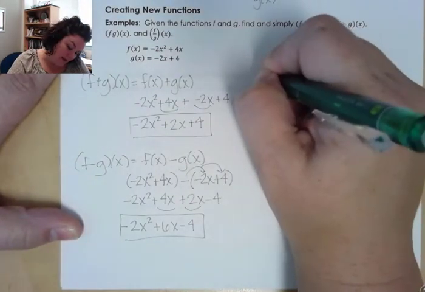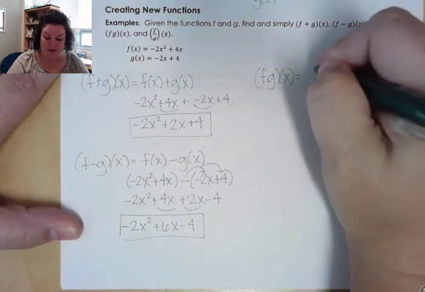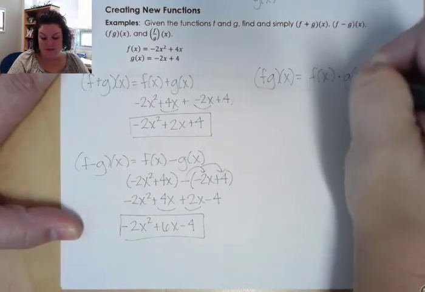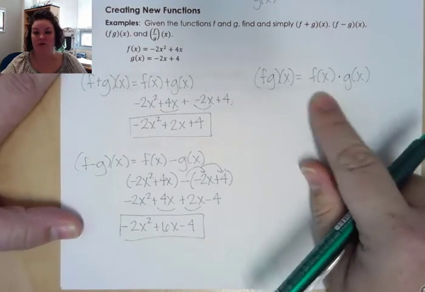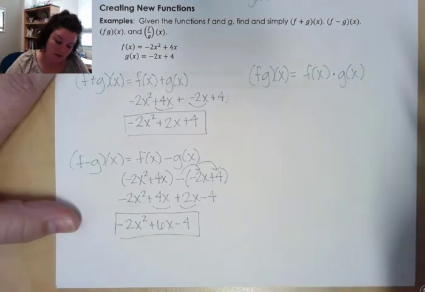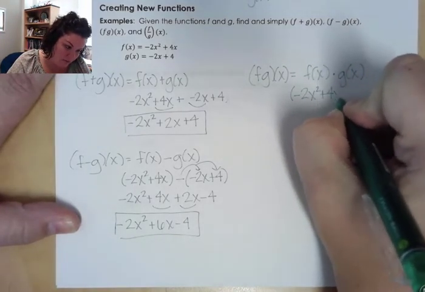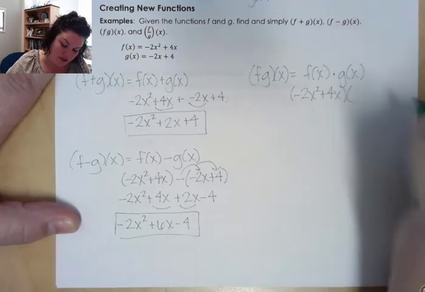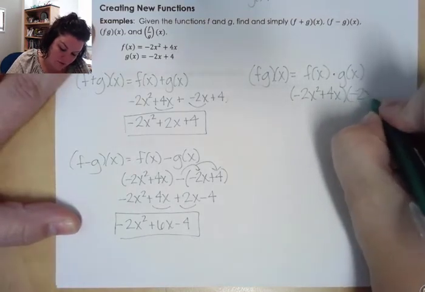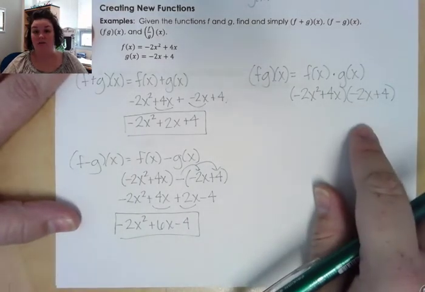So if I want to look at fg of x, remember this means that we're going to do f of x times g of x. So we're just multiplying the two functions together. So we're multiplying again. I'm going to go ahead and use parentheses. So my f of x function is negative 2x squared plus 4x. My g of x function is negative 2x plus 4. And then I need to go ahead and distribute this out, right?